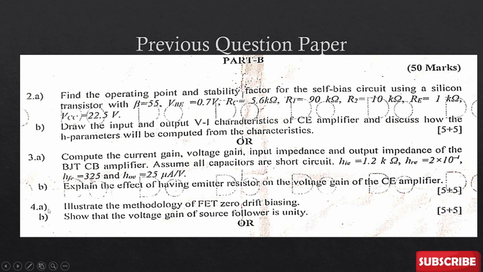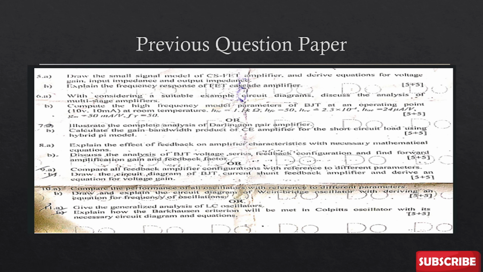So this is from second unit, 4A. Illustrate the methodology of FET zero drift biasing. Show that voltage gain of a source follower is unity. Source follower unity you have to show. This should be an expression, and this is more of a theory thing. Okay, and here diagrams are important. Please draw the diagrams with pencil.